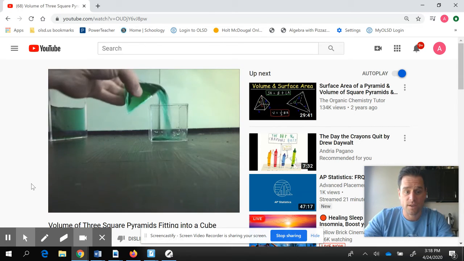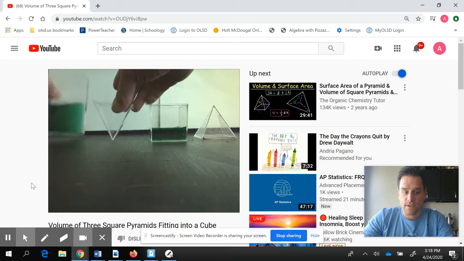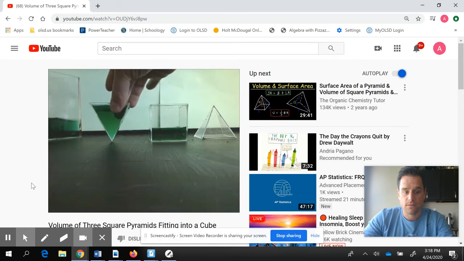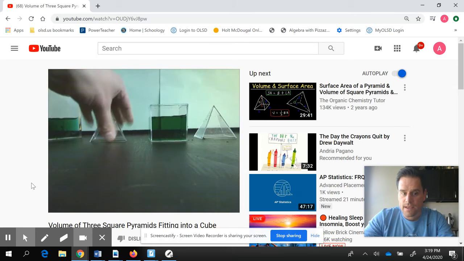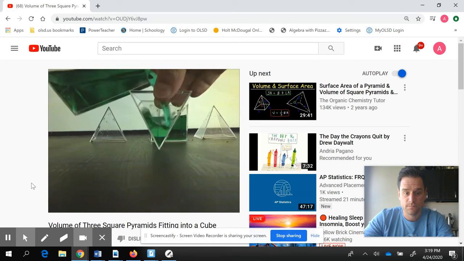Here's the first one. He's going to pour that in. That's one. And of course, that doesn't fill it all the way. So he's going to fill it up again, all the way to the very, very top. Hopefully pretty close to the top. That's two. We'll see how many times he can fill it. That's two of them.